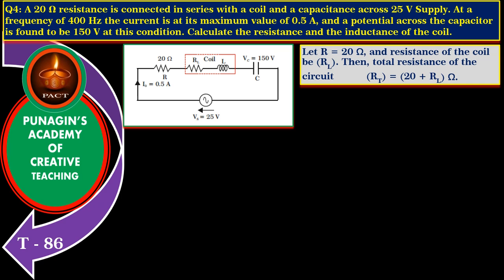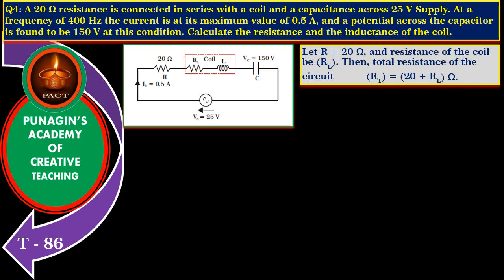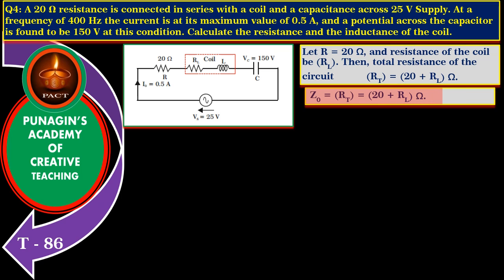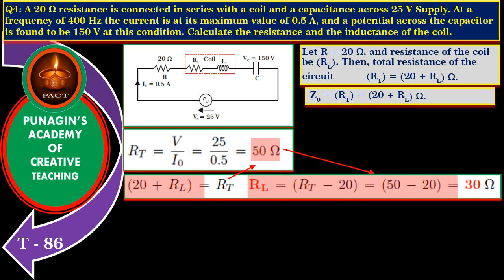But we know at resonance, the impedance of the circuit will be purely resistive. So, Z0 is equal to RT and that is equal to 20 plus RL ohm. Also, we know RT is equal to phi divided by I naught. By substituting the values, we get RT is equal to 50 ohm. So, substituting this value of RT, we get RL is equal to 30 ohm.